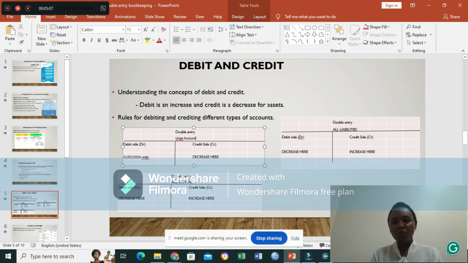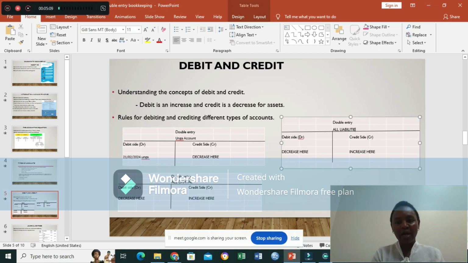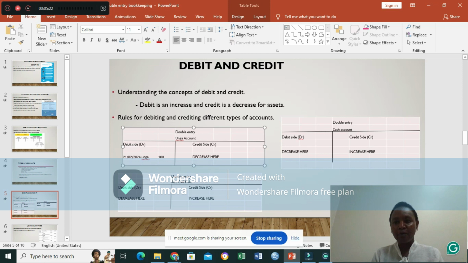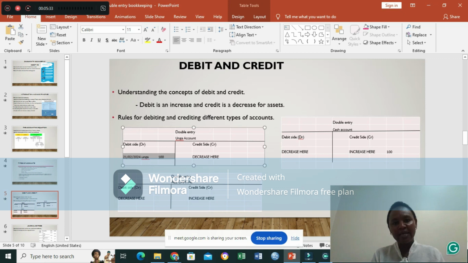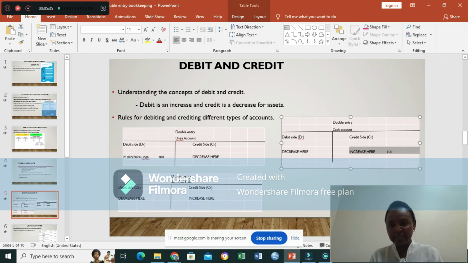Now, when it comes to your cash, in your cash account, you are going to credit. This is a cash account. You are going to credit with the same amount. Assuming that you bought this unga at 100, you are going to credit 100 here. So what we normally call double entry is this debit and this respective credit. That is what we call double entry.